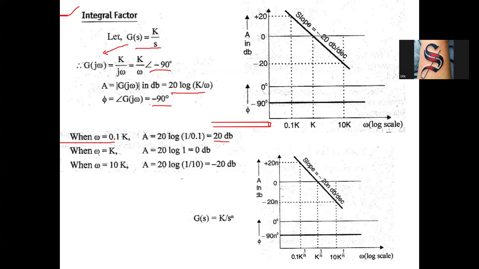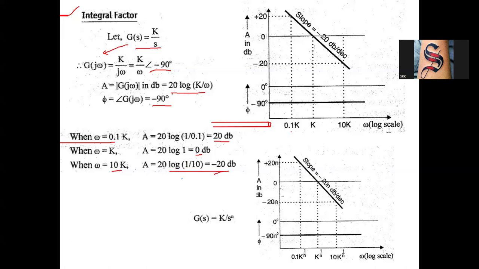Next, if you substitute omega equivalent to k, then 20 log of k by k. So k gets cancelled. What remains? 1. What is the value of 20 log 1? It is 0 decibels. Next, if you take omega equivalent to 10k, then k by 10k, so k gets cancelled. You get 1 by 10. How do we write 1 by 10? 10 power minus 1, right? So taking the minus to the front, that is minus 20 log of 10. What is the value? Minus 20 decibels.